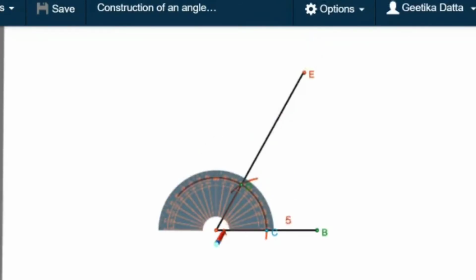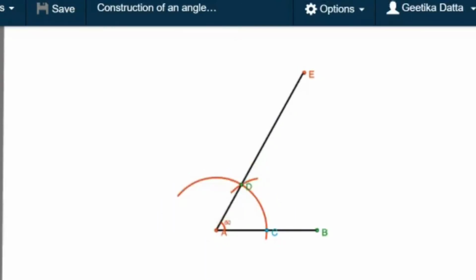You can see it is coming out to be 60 degrees. So hence we've constructed the angle of 60 degrees. So I hope this construction is clear to you.